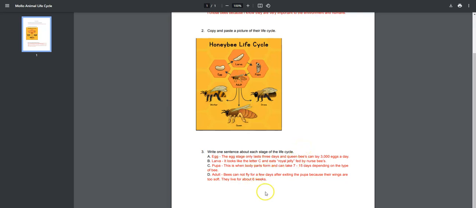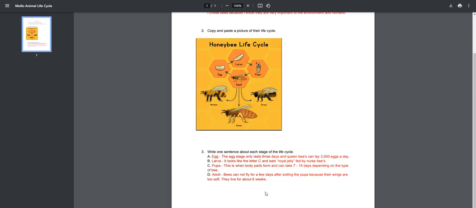And this is where most kids kind of get off track here. So not just saying the very typical answer, stage 1 is an egg. I can see that from the picture. You have to give me a fact about it. So the egg stage only lasts 3 days. Queen bees can lay 3,000 eggs a day. So those are 2 facts. I could have just done 1. I did 2 about the egg stage.